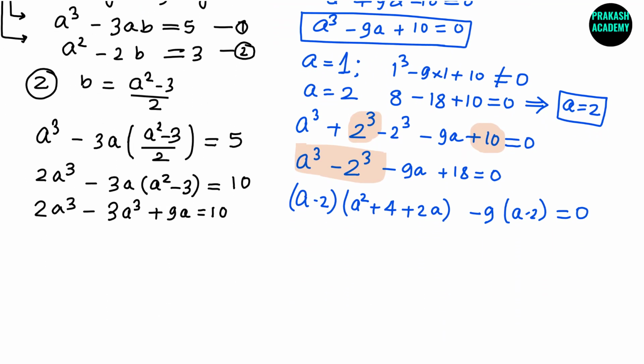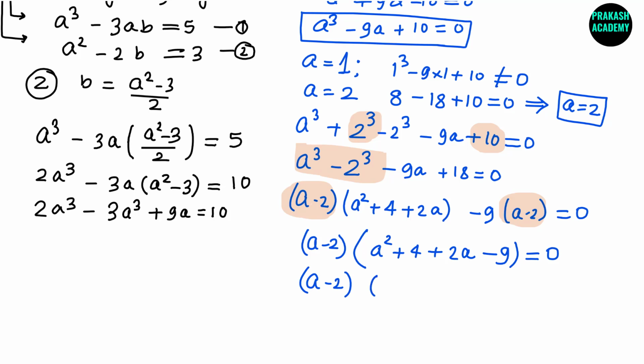This means now I can take a minus 2 factor throughout, because you have a minus 2 here and you also have a minus 2 here. So you can take this common. So this becomes a minus 2, a squared plus 4 plus 2a, and this will be minus 9 equals 0. This means a minus 2 multiplied by a squared plus 2a minus 5 equals 0.